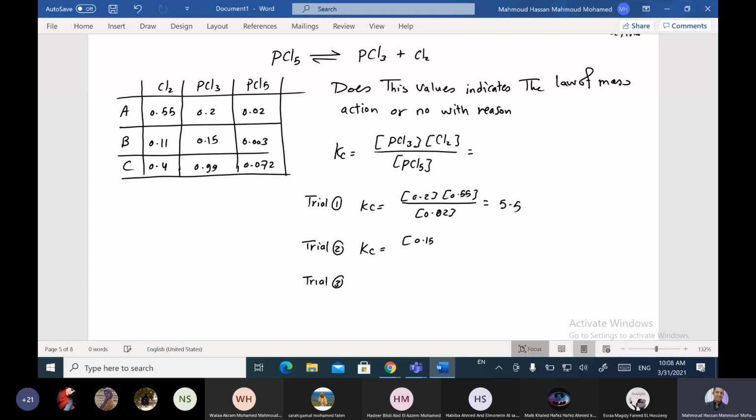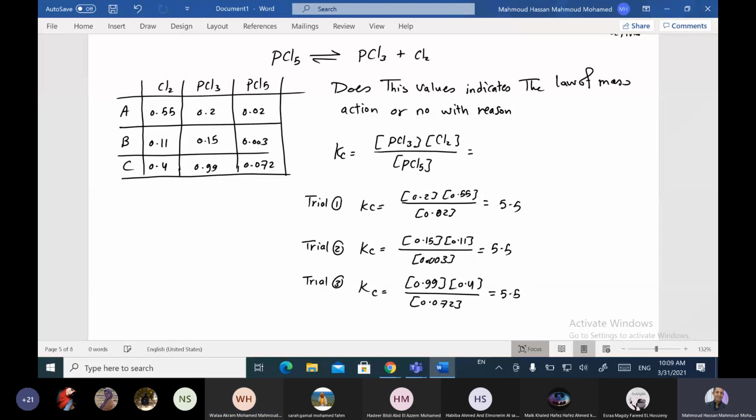0.15 multiplied by 0.11 divided by 0.003, which is also 5.5. And trial 3 equals 0.99 multiplied by 0.4 divided by 0.072, which is 5.5. It gives 5.5.